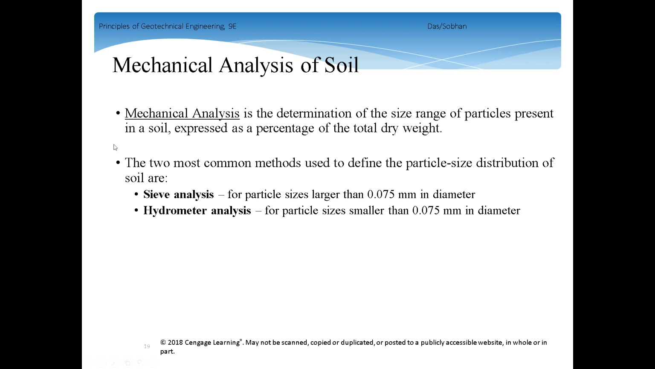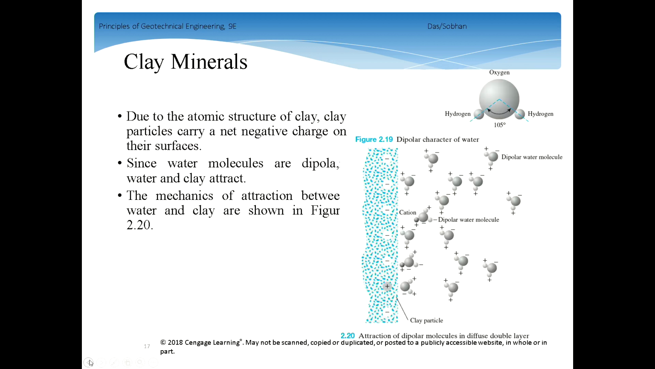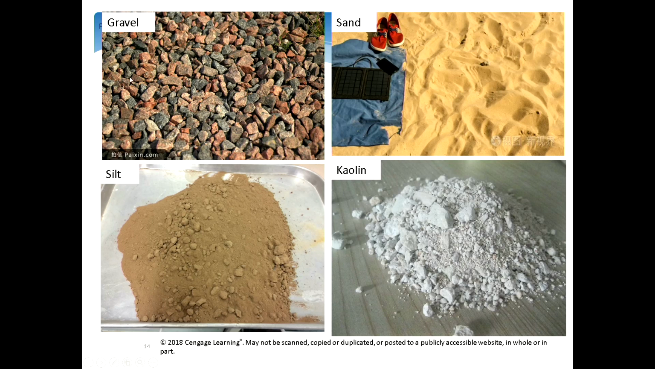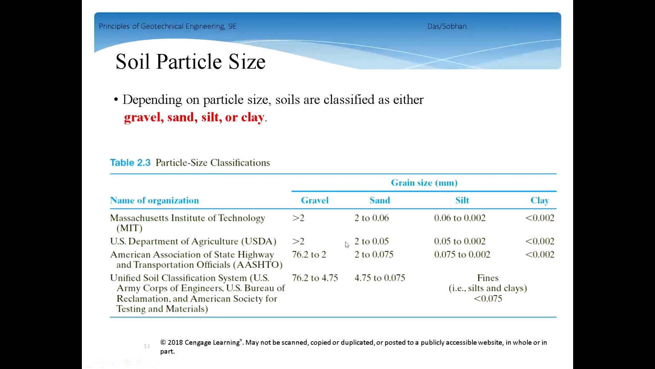And then let's talk about the mechanical analysis. Here we define soil: gravel. This is just a particle size classification. But how can we define a soil? To know if a soil is gravel, sand, silt, or clay, you need to know the particle size distribution, right?